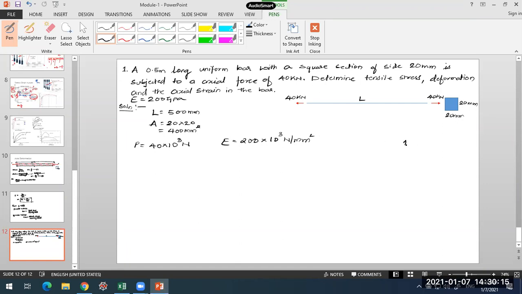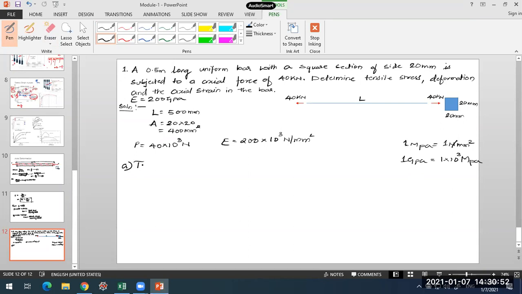So 1 MPa is equal to 1 Newton per mm square, and 1 GPa is 1 into 10 raised to 3 MPa. So you should be able to get this gigapascal to megapascal conversion from that. This is the conversion factor you have for stress. Now let's calculate tensile stress first.